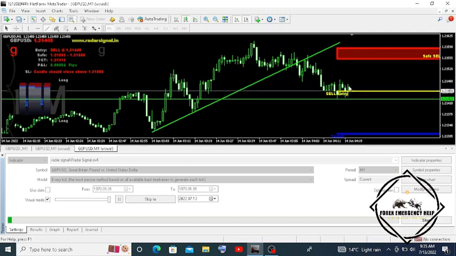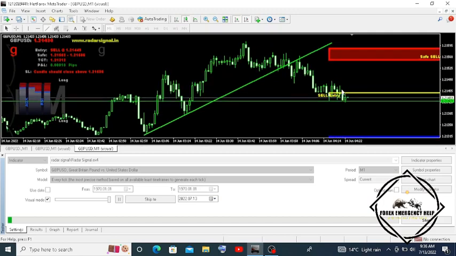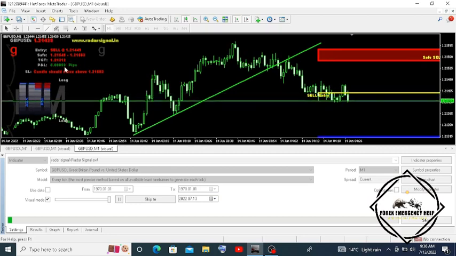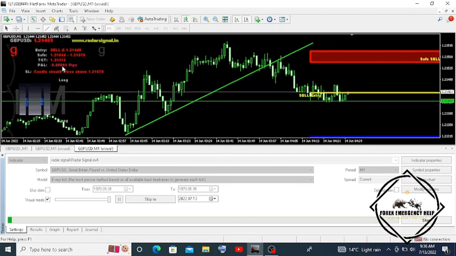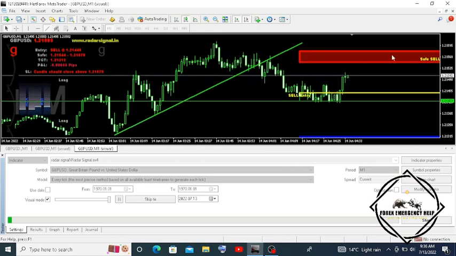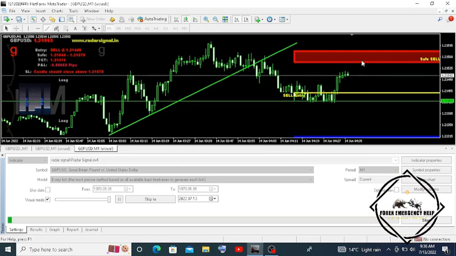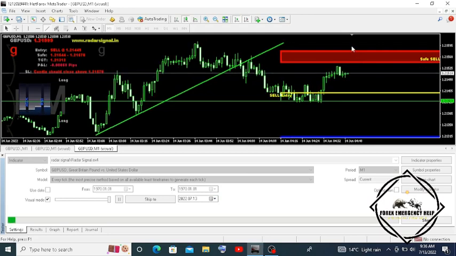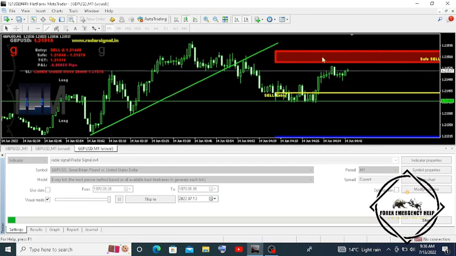See, it gives you a sell right in this area, and you are running 2 pips in profit. You see, look at the safe sell. The safe sell carries your stop loss as well, because your stop loss is just below the safe sell area.